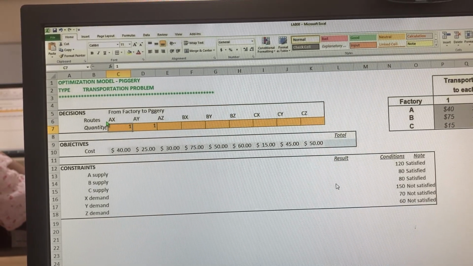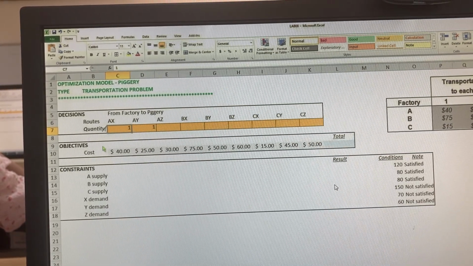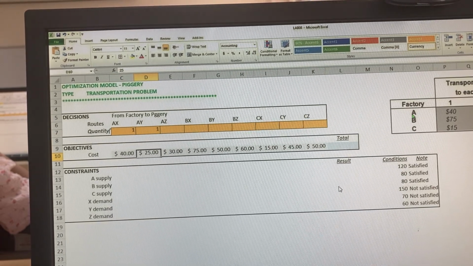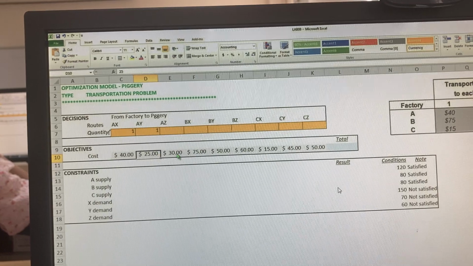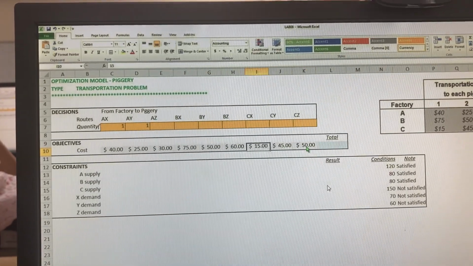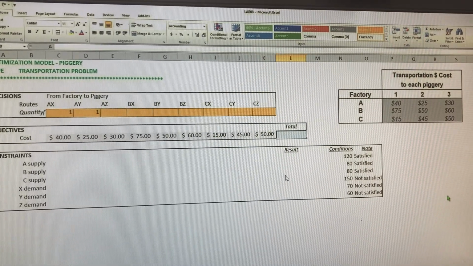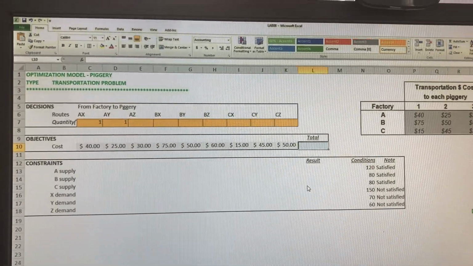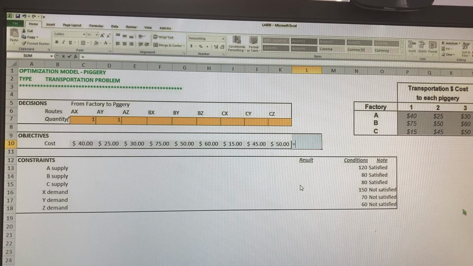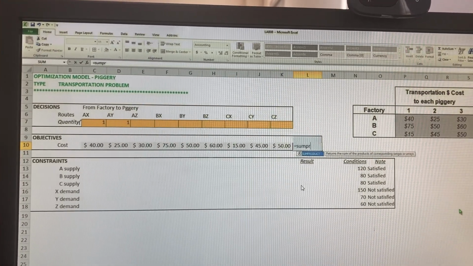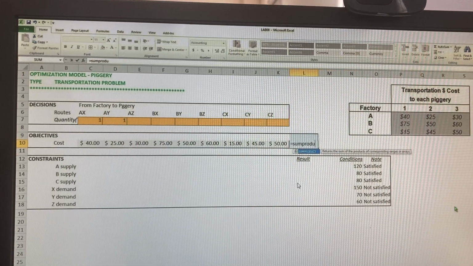Now, $40 for the cost from A to X, 25 for the cost from A to 2. Similarly, we have the cost from each factory to piggery. Now we are going to find the total cost. How to find the total cost? We use the sum product function.